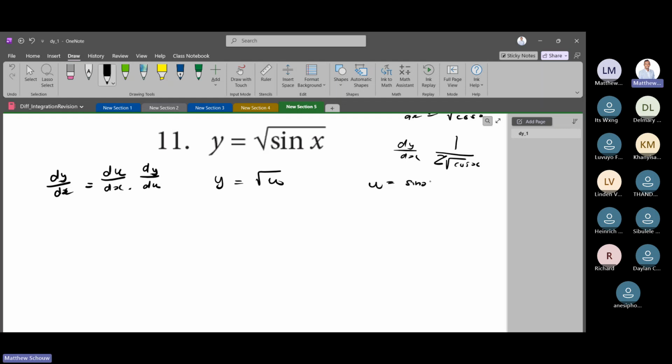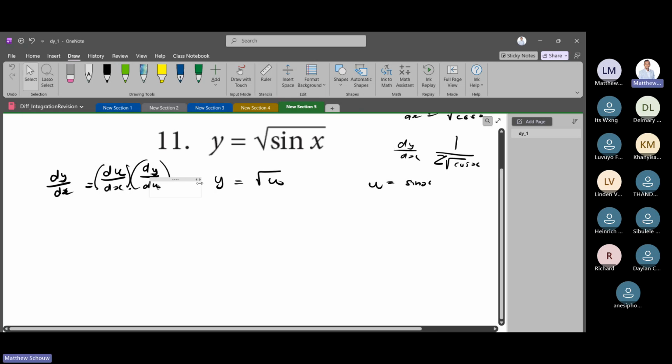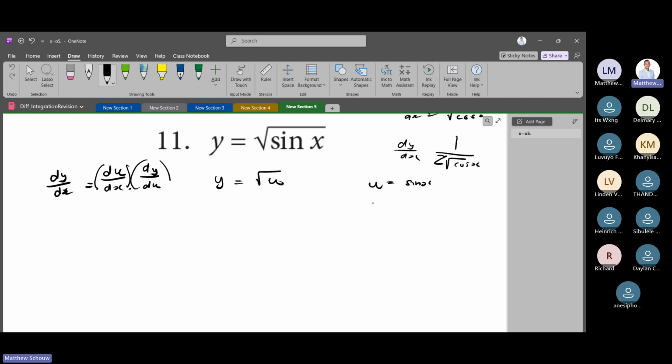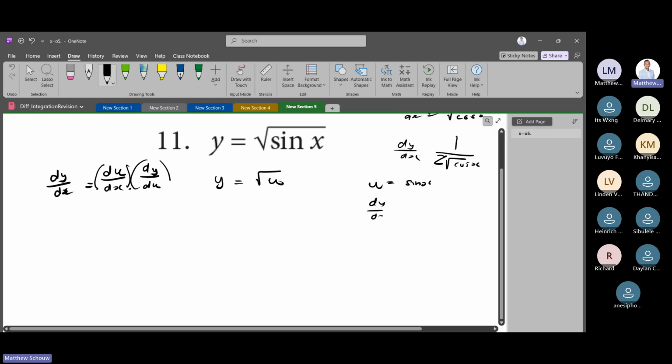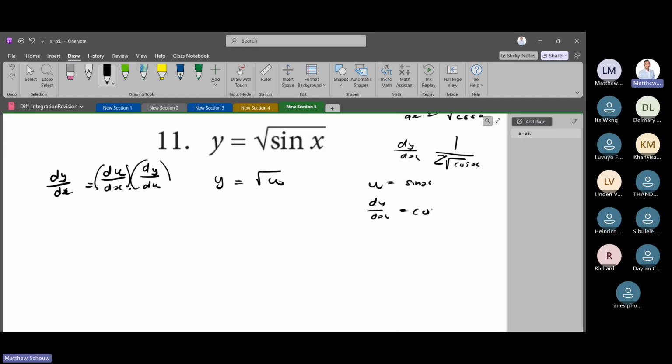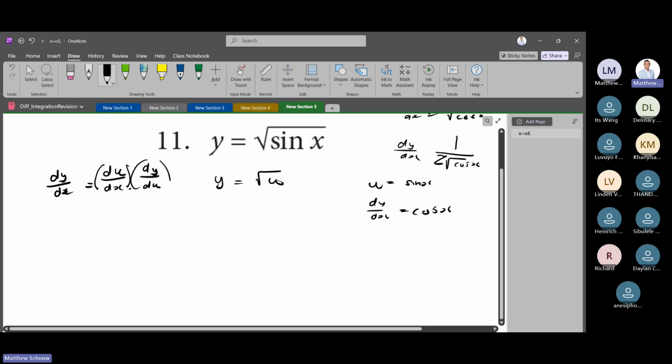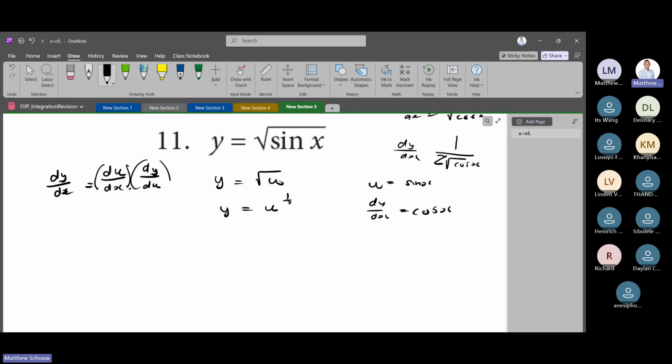So the main game here is to populate what that is and multiply it by that derivative. Let's come to the u. We know that du/dx, those are two variables, is going to be cos x, am I right? Then we must find the derivative of this, y equals u to the power of a half, is it not so? So we must add one, am I right?